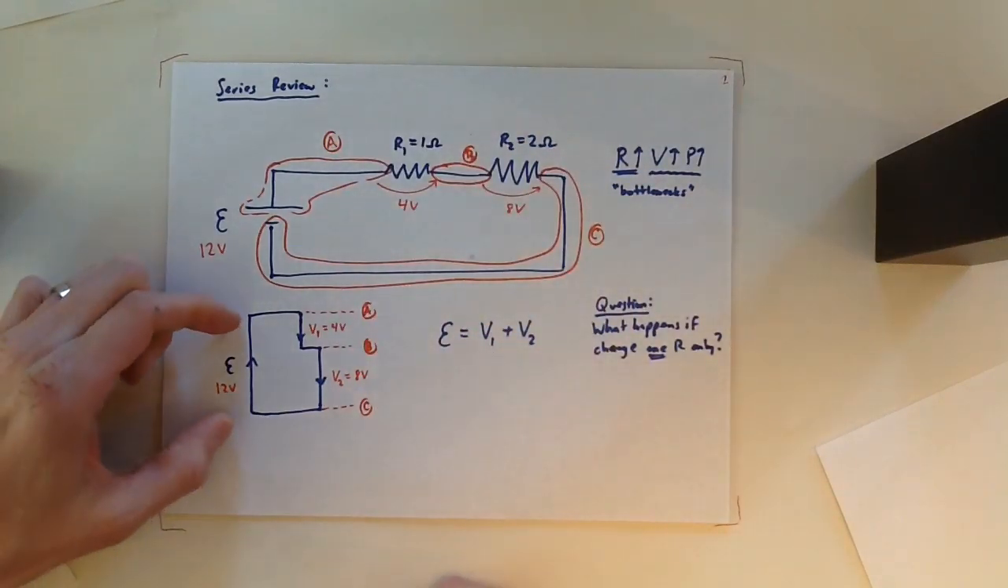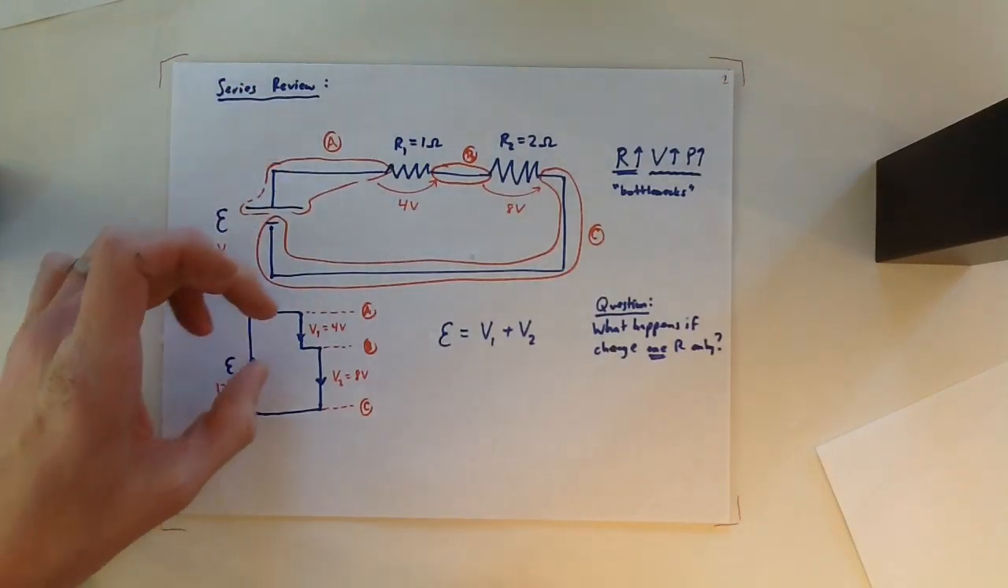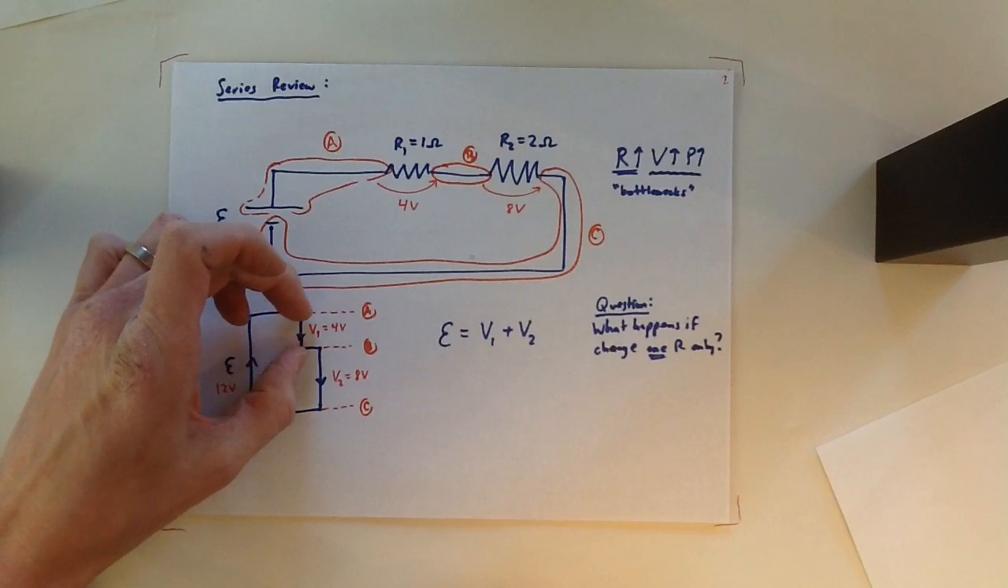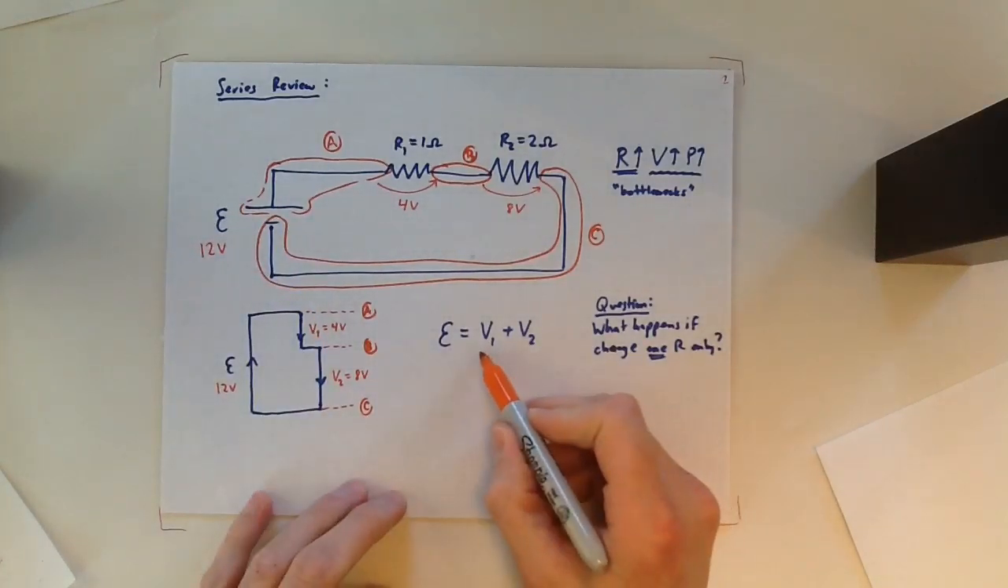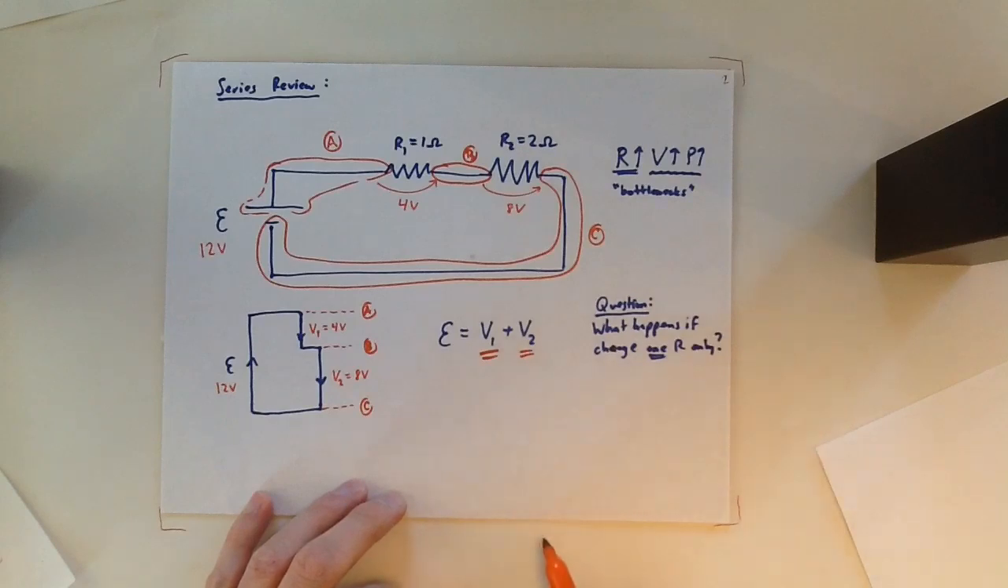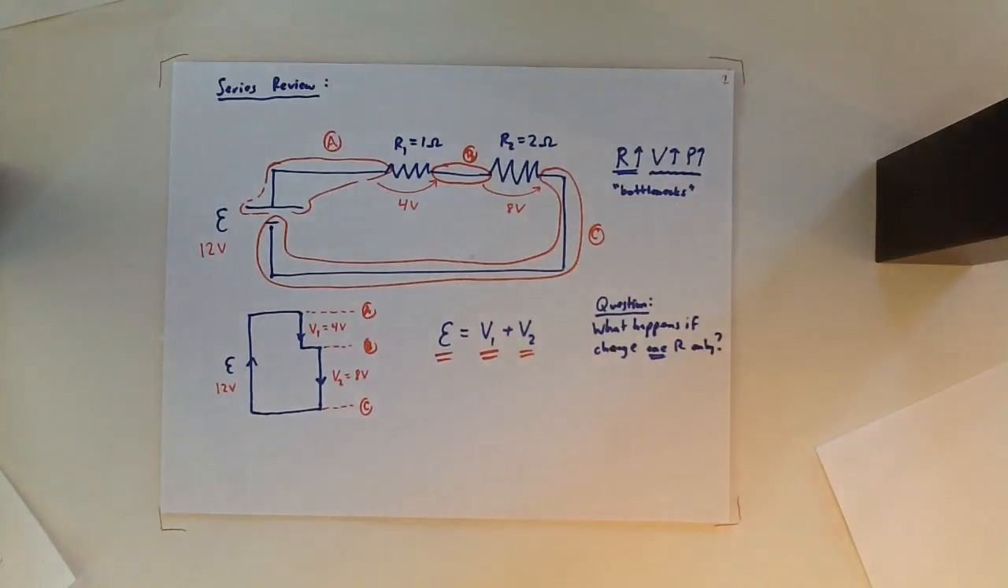And so of course the entire journey from beginning to end is set by the battery as 12 volts. You're dropping it across resistor 1 and resistor 2. And so the sum of those two voltages, V1 and V2, is going to be the battery voltage. And so that's kind of a quick review of series and parallel.